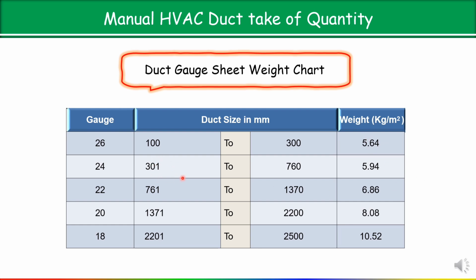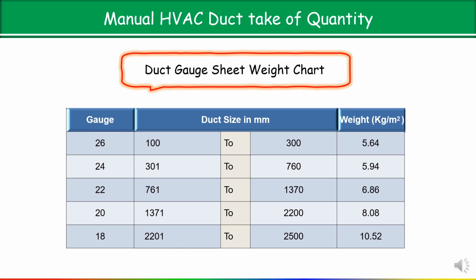If your duct width is between 301 to 760, the gauge of sheet needed is 24, and the weight is 5.94 kg per square meter. In the same way, if your duct size is between 761 to 1370, the gauge of sheet needed is 22 and the weight is 6.86 kg per square meter. So with the help of this duct gauge sheet weight chart, you can easily get the gauge of sheet based on duct size and weight.